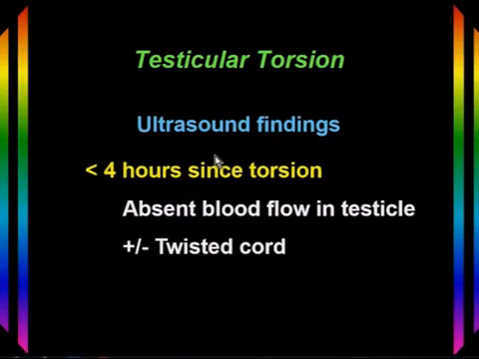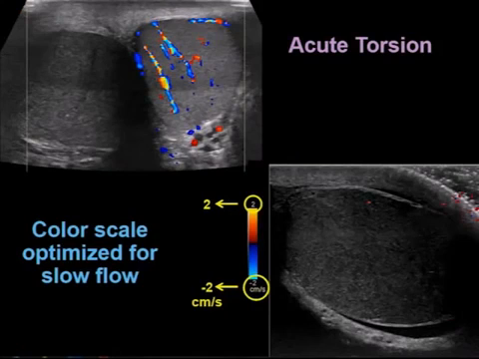With testicular torsion, we'll see absent blood flow in the testicle, and we may or may not see the twisted cord. So here's a patient who has acute testicular torsion. You can see that the right testicle is slightly hypoechoic compared to the left, and that with color Doppler, there's no flow inside this testicle. It's important when looking for blood flow inside the testicle to optimize the color scale for very slow flow, which we've done here, setting it at 2 to -2 centimeters per second. And still we can identify no flow in the right testicle, whereas we see good flow in the left.